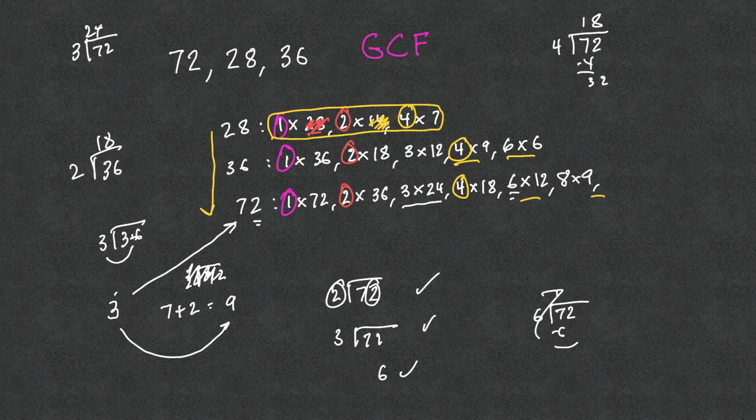Anyway, 4 is the largest number they have in common, or the largest factor. And what does that mean? 4 is the largest number that goes into 72, that goes into 28, and that goes into 36.